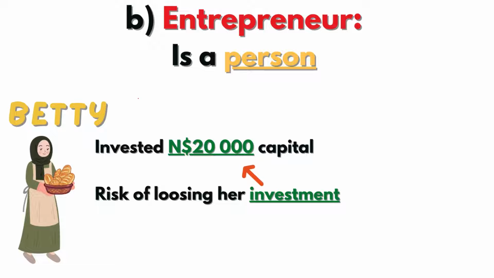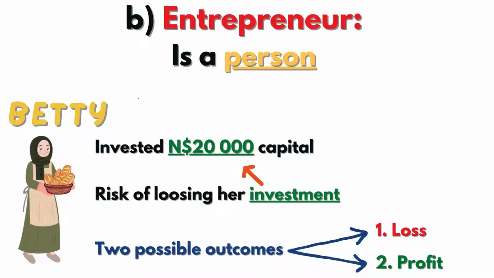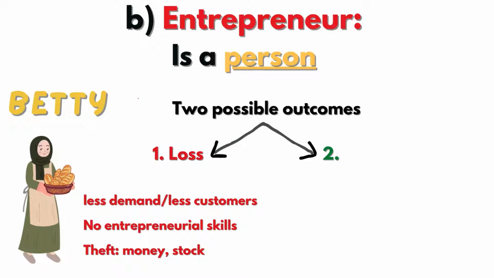Two things can happen. She can either lose or win. She is taking a risk because she is not sure if she will make a profit or loss from selling bread. There are so many things that could go wrong. For example, less demand for bread. If customers do not like the taste of her bread, she will sell less bread and also get less money. Her stock and bread can also get stolen. Or if Betty does not have the skills to run the business, she will make a lot of mistakes that can cause her to make a loss, causing her to lose all the capital she invested.